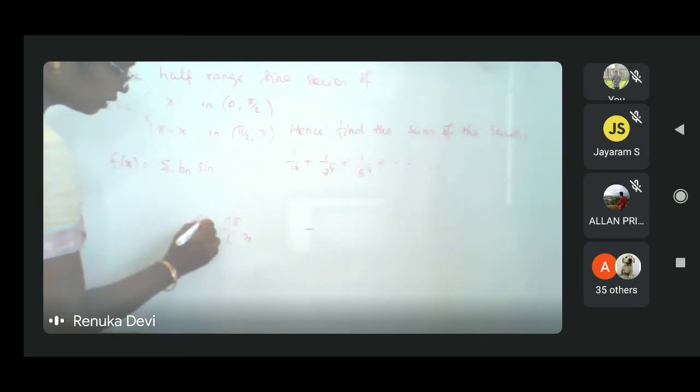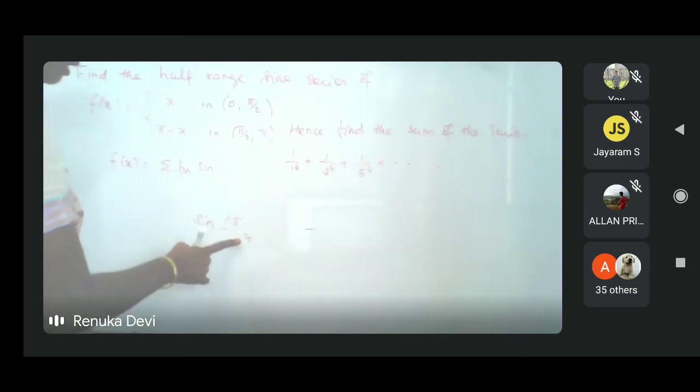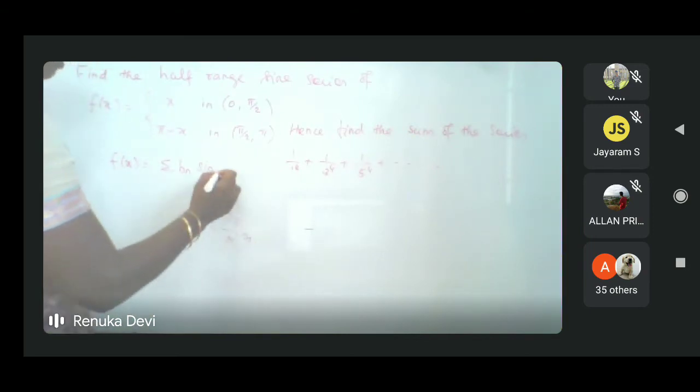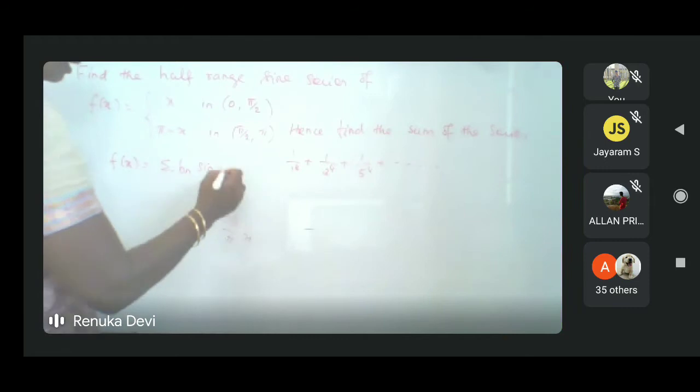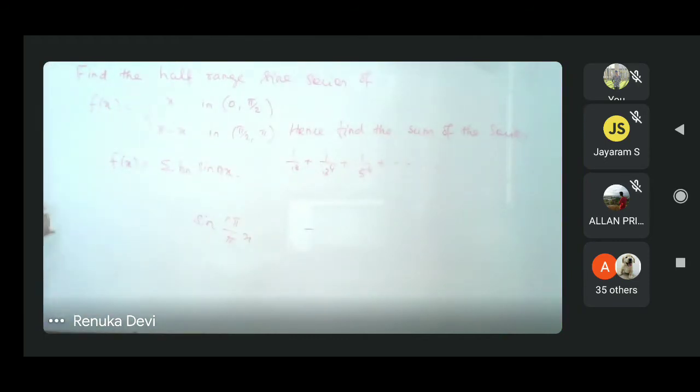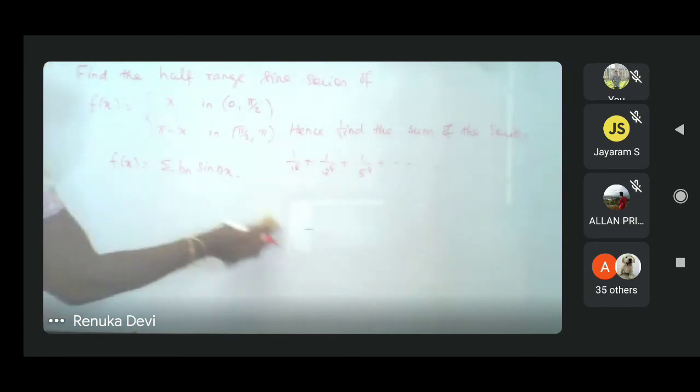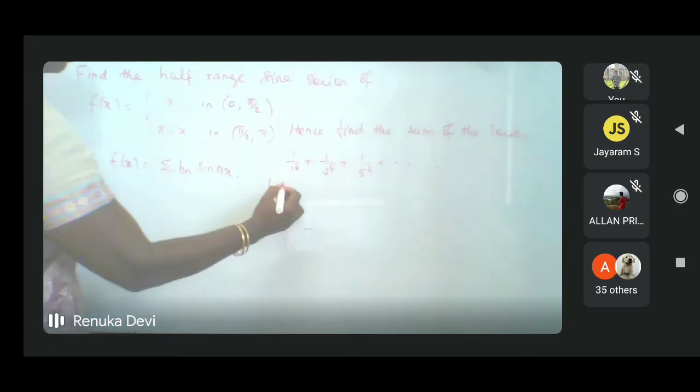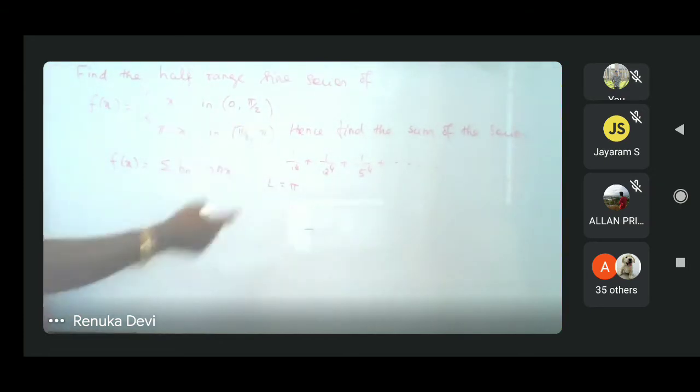This is the original formula. Instead of L, we are having pi. Therefore, sine nx. Okay. Here L is equal to pi, 0 to pi.